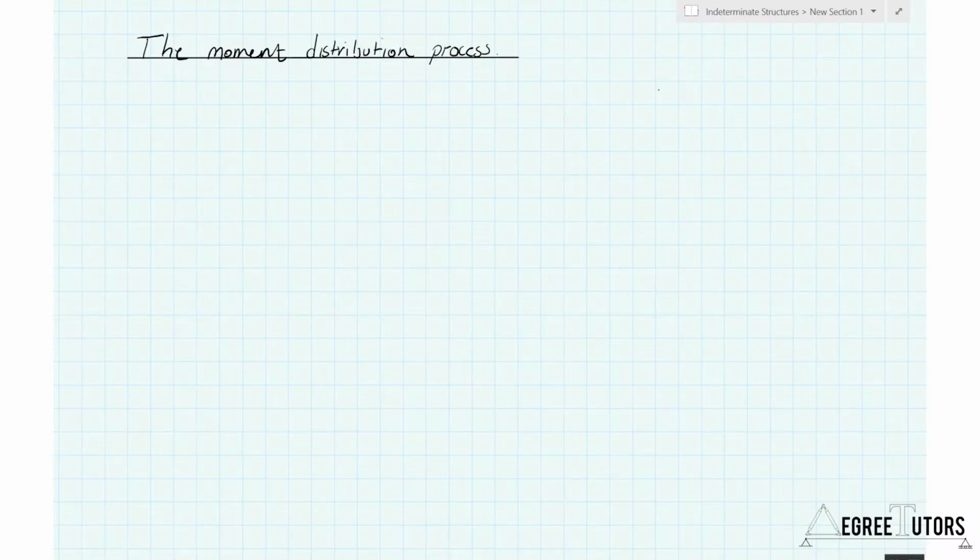Okay, so moment distribution is an analysis process that we can use to analyse statically indeterminate structures. Up until now, you've probably focused on statically determinate structures, and with this analysis procedure, we're going to massively broaden the number of different structures you're going to be able to analyse.